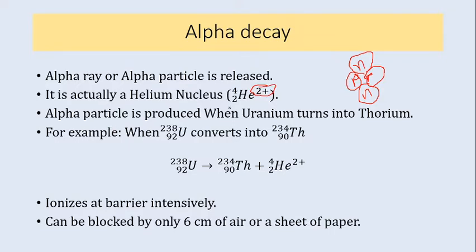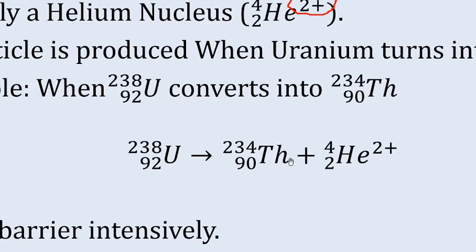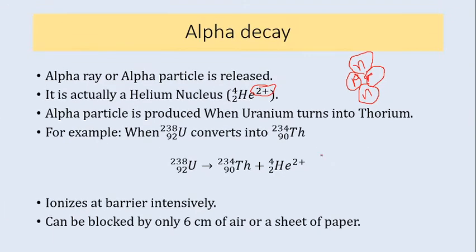So alpha particle is produced when uranium turns into thorium. When we see this alpha radiation, a common example is that uranium turns into thorium by radioactive change. So here we see that 92 uranium is converting to 90 thorium. So it is converting into an atom having less atomic number, and by this process it is releasing 2 protons and 2 neutrons through the space. That is emitting a cluster of 2 protons and 2 neutrons that we can also consider as helium nucleus, that is positively charged. And what are the properties of this alpha decay?